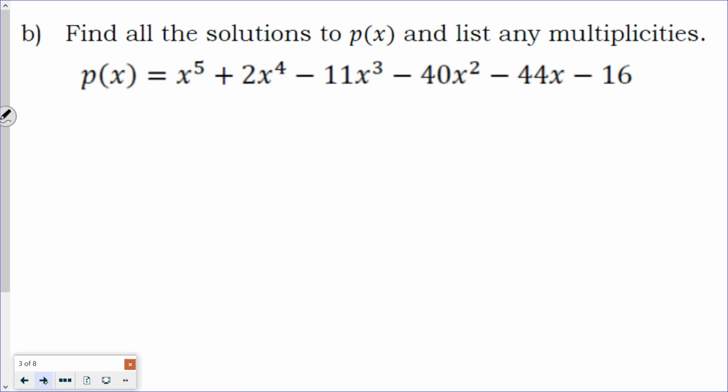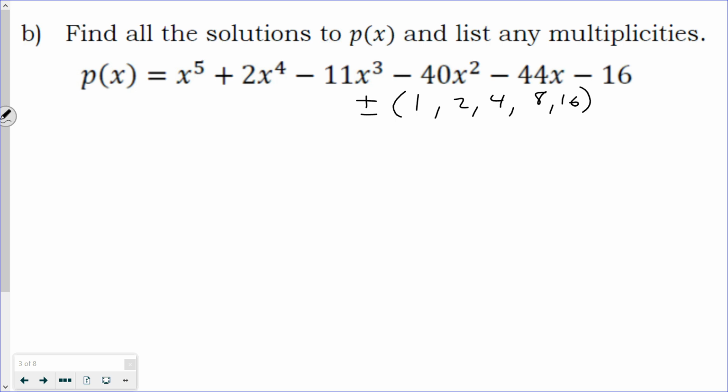Now what we're going to do is find all the solutions to p of x and list any multiplicities. So we're going to factor this out by synthetic division. All the possible zeros will be the factors of -16, which are 1, 2, 4, 8, and 16. I don't need to worry about the leading coefficient since it is 1, and every factor of the constant over the factors of 1 will just give you the factors of the constant. I just need to worry about these.